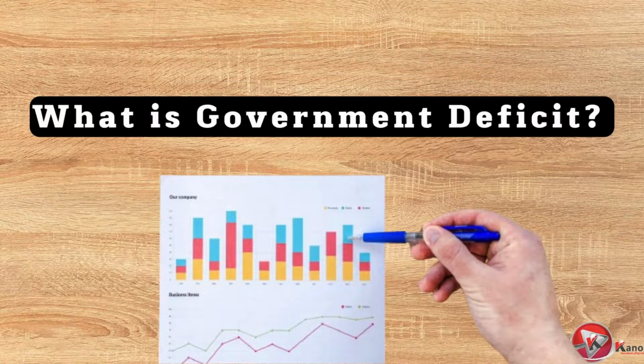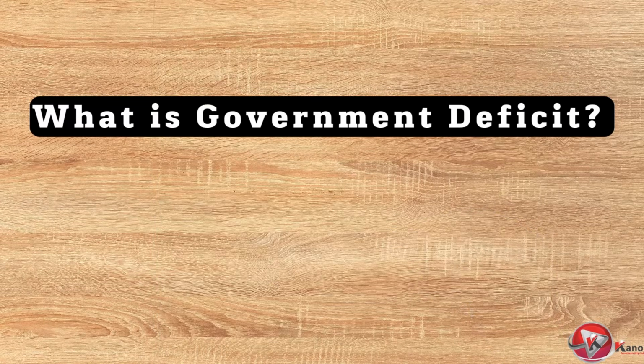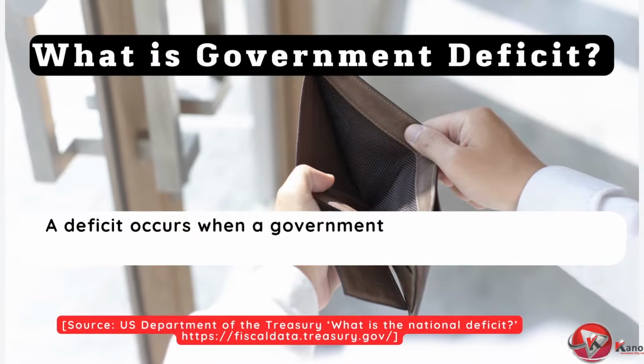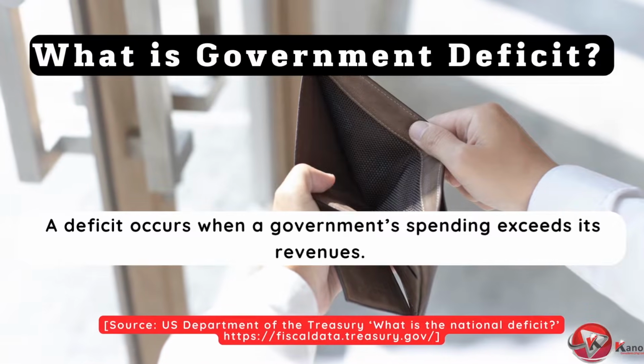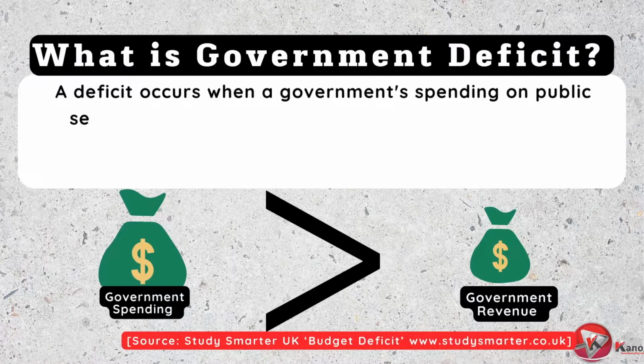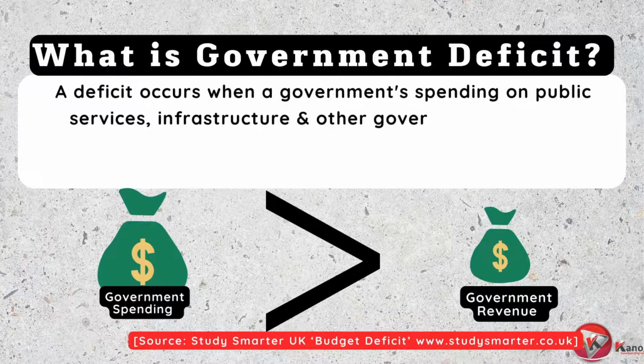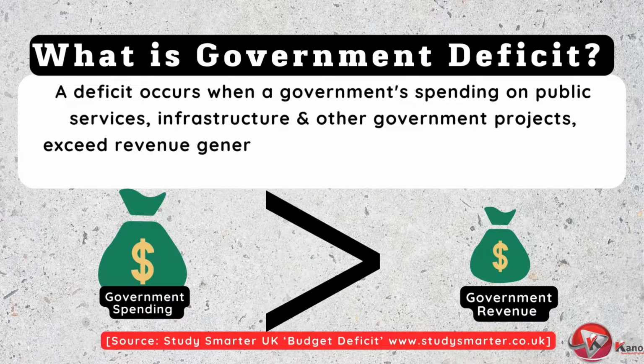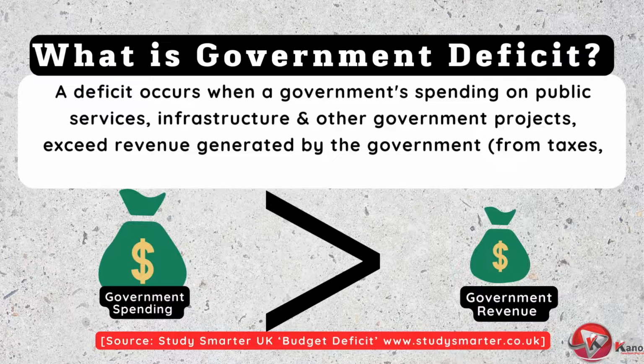First of all, let's define government deficit. A deficit occurs when a government's spending exceeds its revenue. Essentially, this occurs when a government's spending on public services, infrastructure, and other government projects exceeds the revenue generated by the government from taxes, fees, etc.